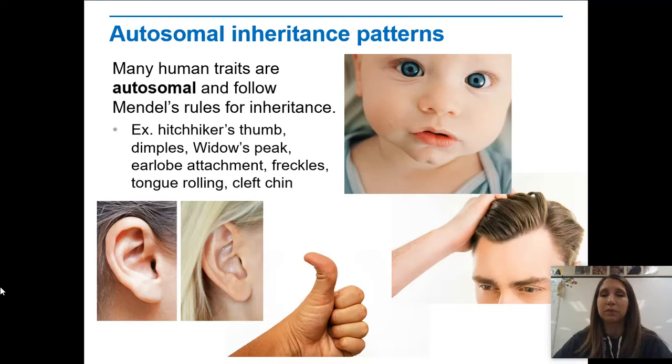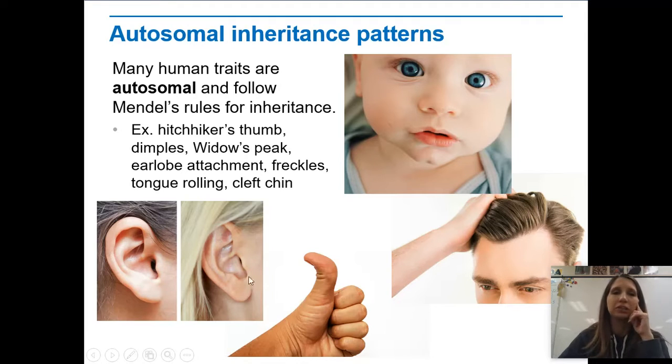So I've got some examples of human-specific autosomal types of traits. So we have the ability to roll your tongue, cleft chin, which is kind of, for lack of a better word, like a little butt chin, right? It has a little dimple down here and it folds inwards. A widow's peak, which is where your hairline comes to a bit of a point, not maybe as severe as this guy's, but there's kind of a peak there in the middle. Earlobe attachment. So we've got free earlobes like these and attached earlobes where you can see it's just kind of going straight towards that neck area.